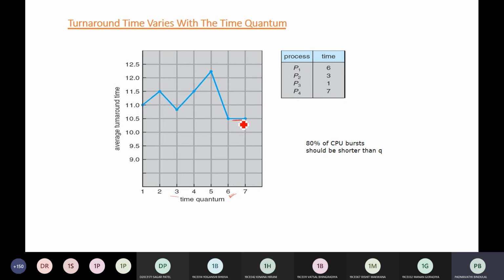The conclusion that can be derived is that 80% of the CPU bursts should be shorter than the time quantum. So if you take TQ equal to 6, 80% of your processes must be less than or equal to this TQ, then you can get a good turnaround time. I mean, a lower average turnaround time.